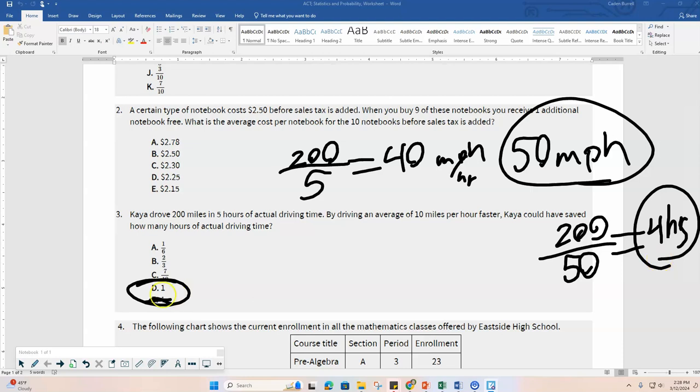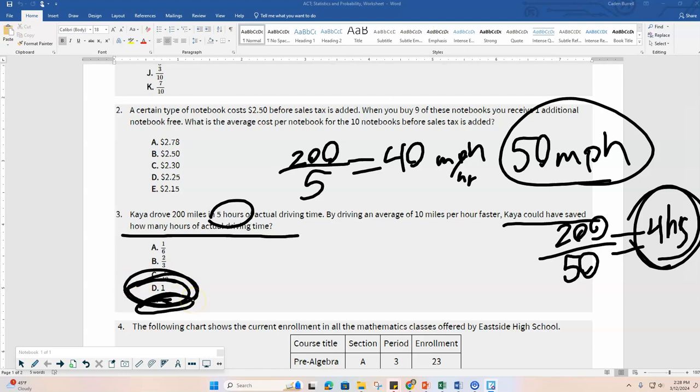Which is why you might have been tempted to put 4 there, because it took her 4 hours to drive the 200 miles. But what was the question actually asking here? She could have saved how many hours of actual driving time. See how sneaky the ACT is in wording that question? Originally it took her 5 hours. When she went faster, it only took her 4 hours, so she saved 1 hour of driving time. The ACT loves to do that. Makes you think you're solving one problem, but really, hidden in the wording, you're actually solving a different problem. They saved an hour of driving time.